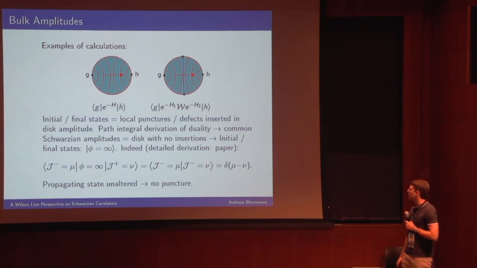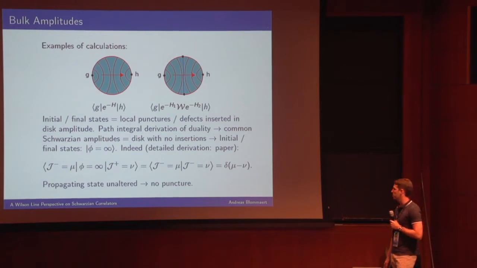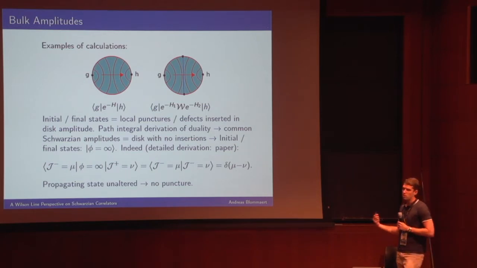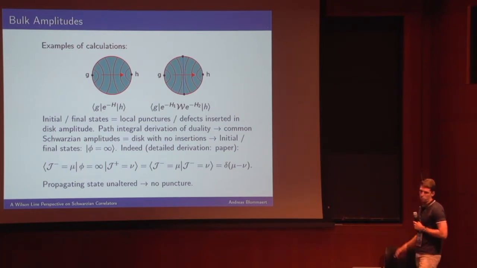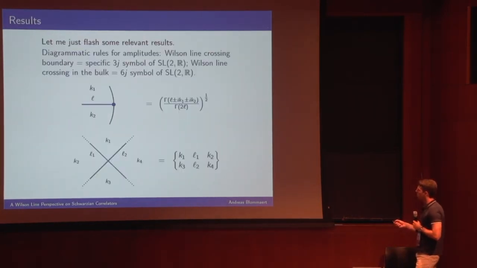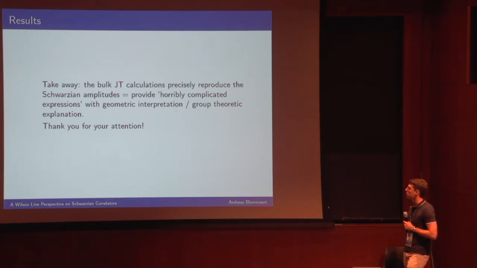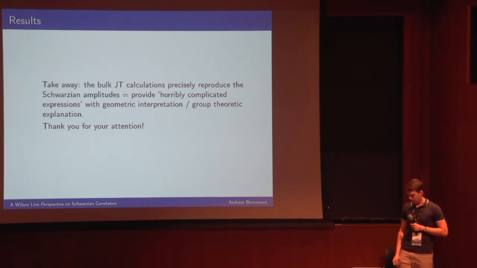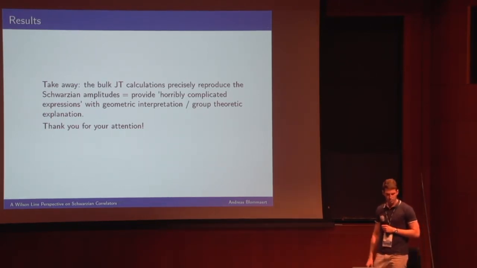Now, the initial and final states here represent local punctures or defects to be inserted in the disk amplitude. And the path integral derivation in the paper shows that the Schwarzian operators correspond to a disk with no punctures, and we have to choose these initial and final states accordingly. Okay, so let me just flash the results. Basically, these are just the Schwarzian results, and the takeaway here is that the bulk JT gravity calculations precisely reproduce the Schwarzian amplitudes, while providing these with a geometric, group theoretic and bulk interpretation. Thank you.